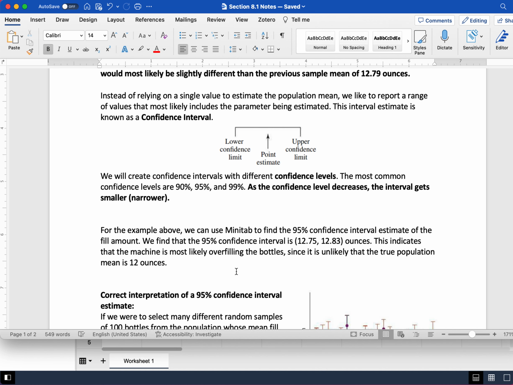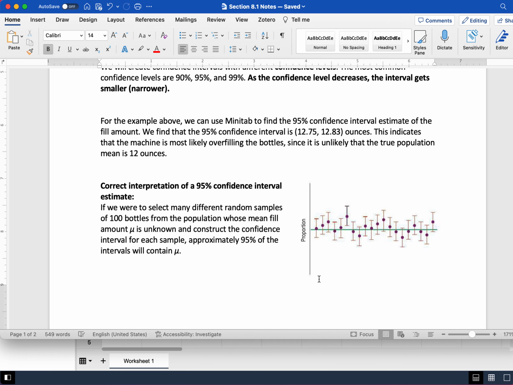So in the example above, we can use Minitab to find the 95% confidence interval estimate of the fill amount. And if we calculate that out, this is what we get. We always report our intervals in parentheses, again with the lower limit first and then the upper limit, so 12.75 to 12.83 ounces. This indicates that the machine is most likely overfilling the bottles, because it's very unlikely that the true population mean is 12 ounces. Since the lower limit of our interval is 12.75, and the interval does not contain the number 12, we can be pretty confident that the true mean of all the bottles is not 12.